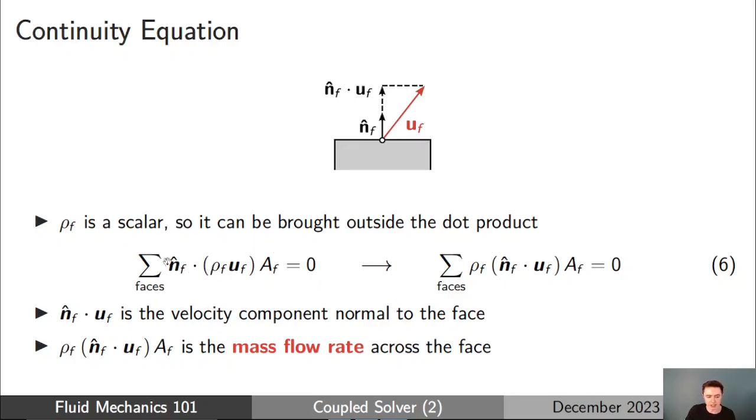And the thing we notice is that we've got a dot product between the unit normal vector and the density and the velocity field. And of course the density is a scalar, so we can just bring that in front of the dot product there, which allows us to slightly rewrite our discrete continuity equation in this form. And this is really useful because it actually helps us with the interpretation.